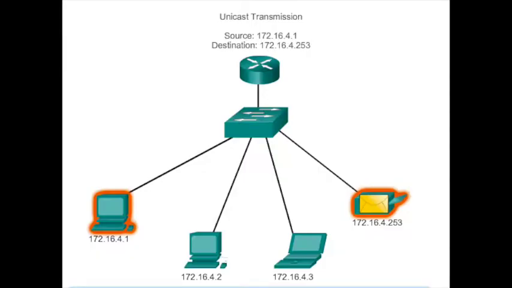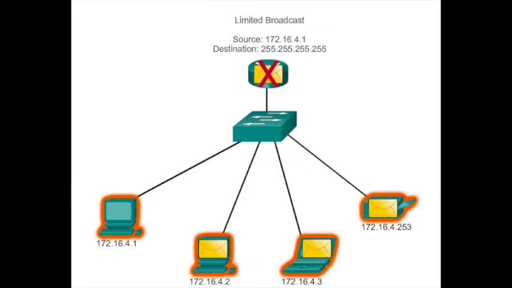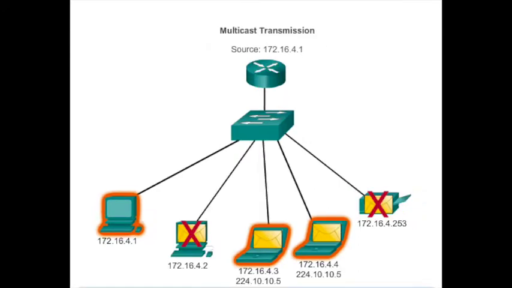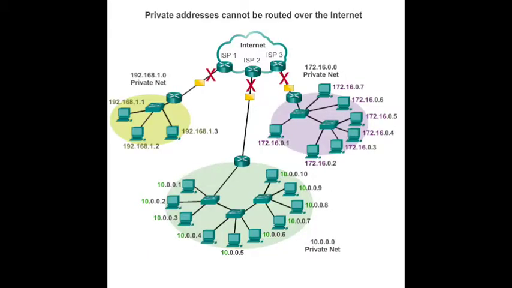There are three ways of communication in an IPv4 network, and they are unicast, broadcast, and multicast. Unicast is the process of sending a packet from one host to an individual host. The broadcast is the process of sending a packet from one host to all hosts in the network, and multicast is the process of sending a packet from one host to a selected group of hosts, possibly in different networks.